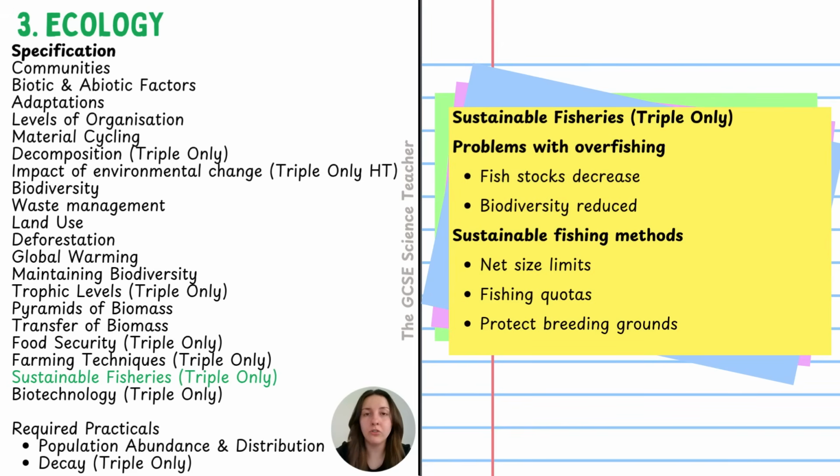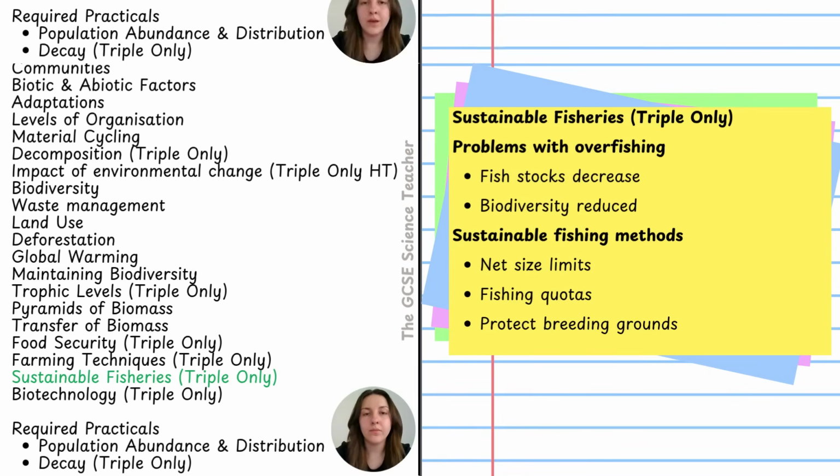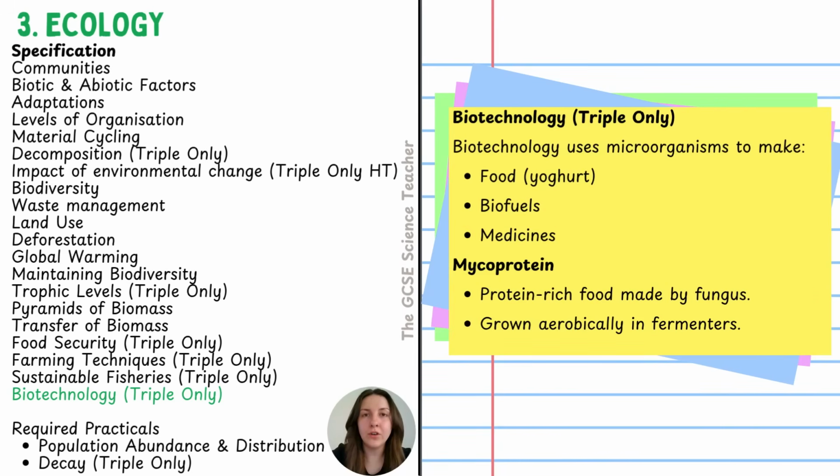Sustainable fisheries. Problems with overfishing cause fish stocks to decrease and biodiversity to be reduced. Sustainable fishing methods include net size limits, fishing quotas, and protecting breeding grounds. Biotechnology is another method of creating food, and it uses microorganisms to make biofuels and medicines as well. Mycoprotein is a protein-rich food made by a fungus and is grown aerobically in fermenters.